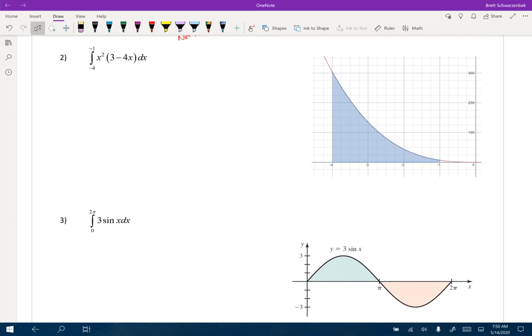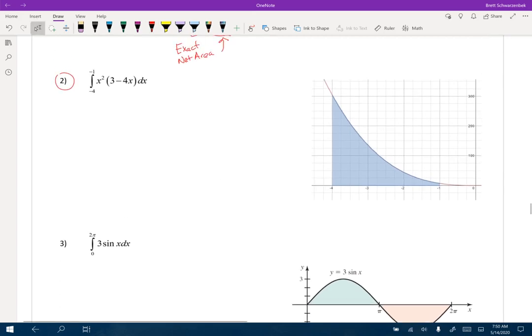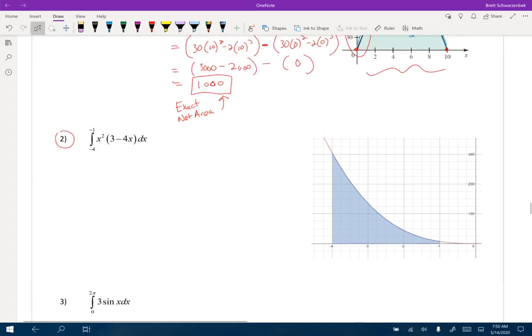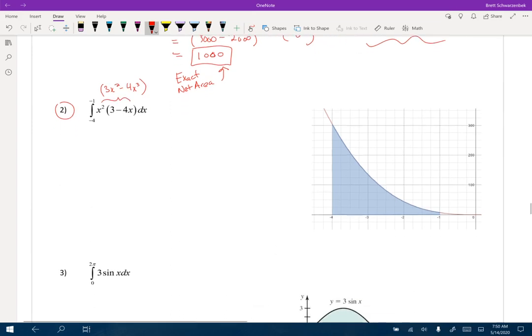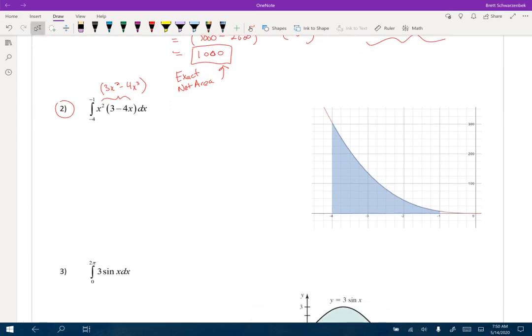Okay, let's do another. Number 2. So again, we have a curve. It's x squared times the quantity 3 minus 4x. Ideally, right away, we want to distribute and get 3x squared minus 4x cubed, so that we can actually do our power rule process. So that is going to be the curve that's in the picture here.